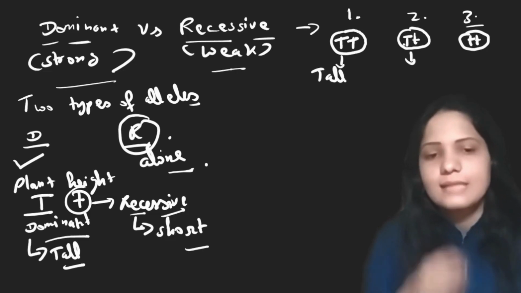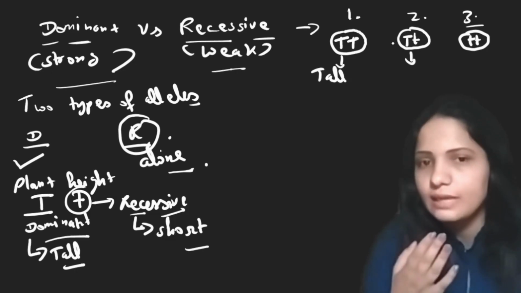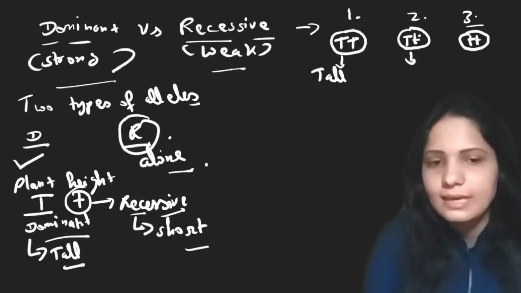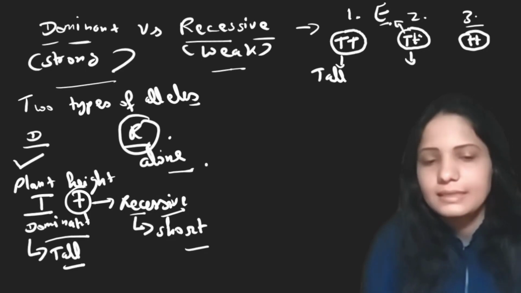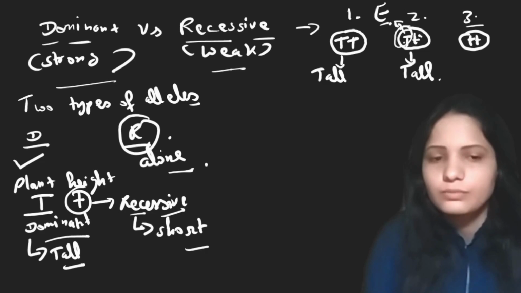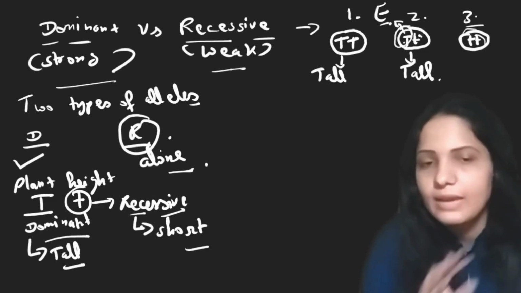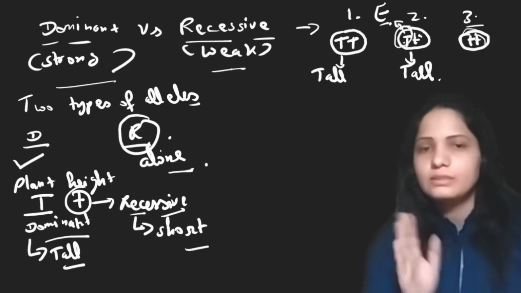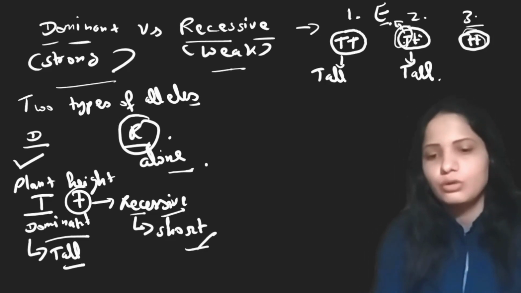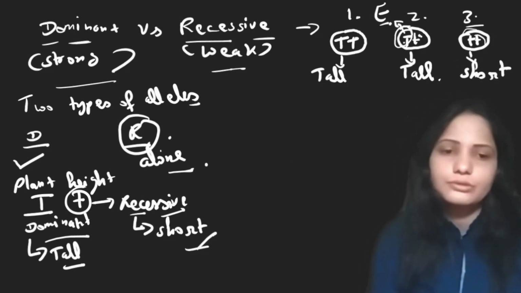And in this case, as capital T and small t are present together, only capital T will express itself. T will show its effect, so it will make the plant tall. So this plant will also be tall. Now in this case we have both small t, and small t is responsible for short height. So this plant will be shorter in height.